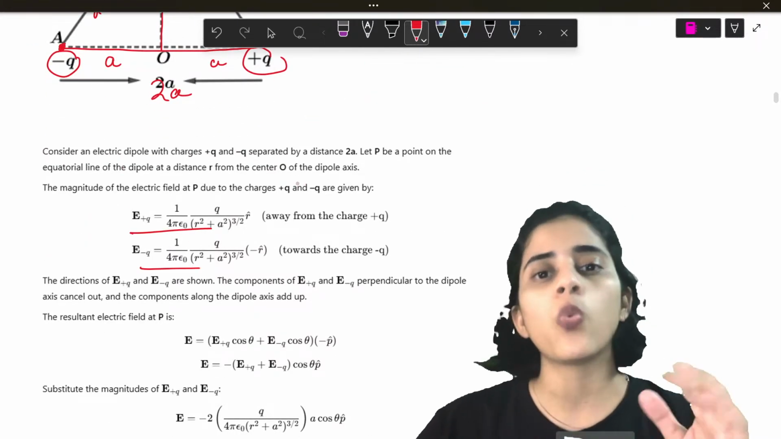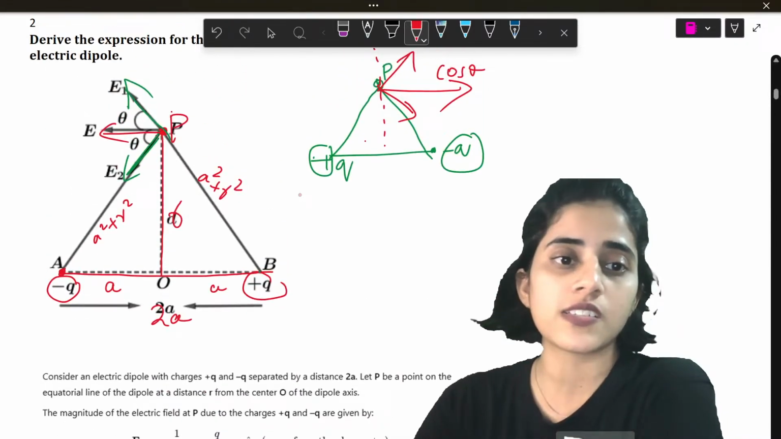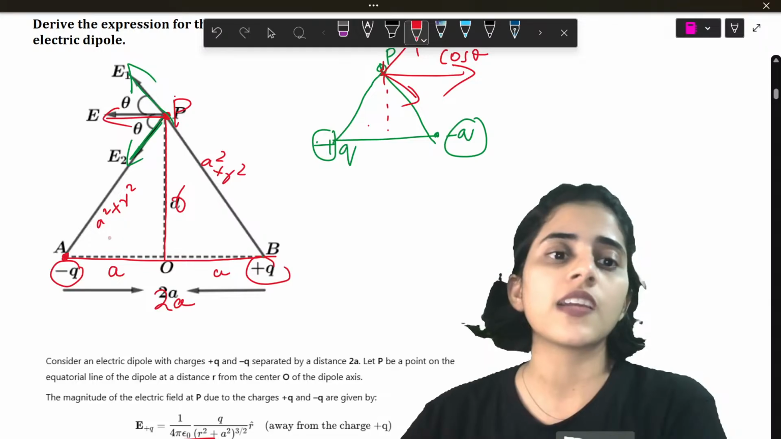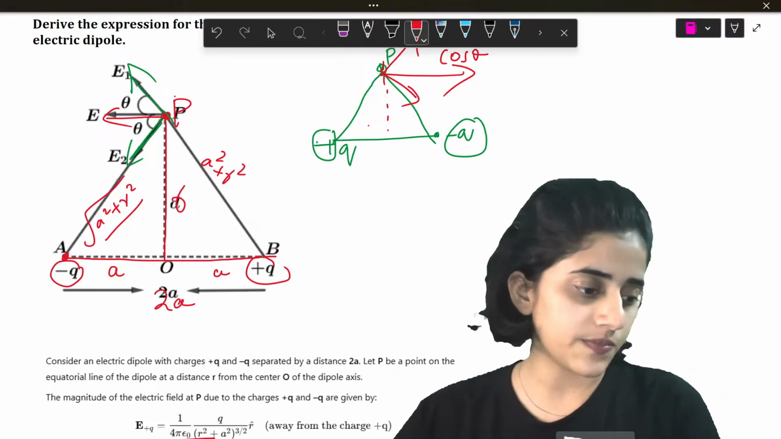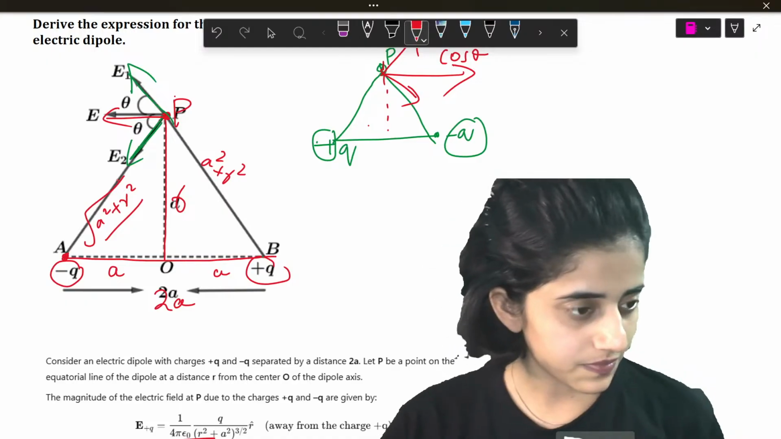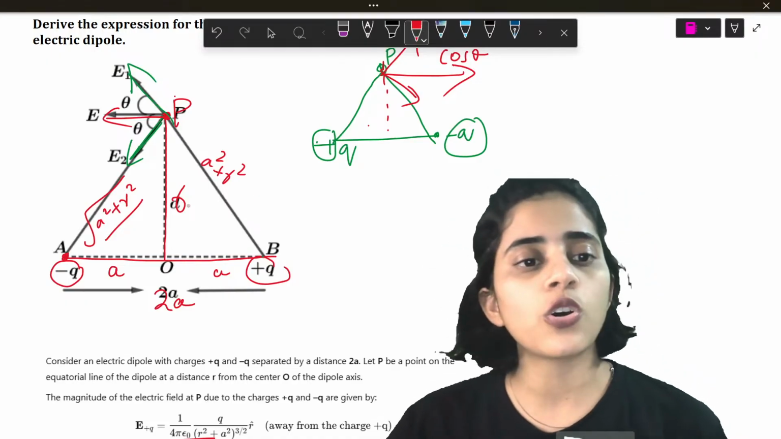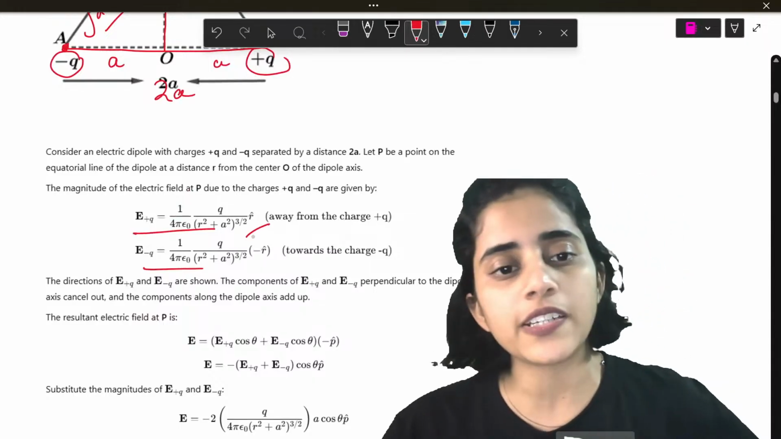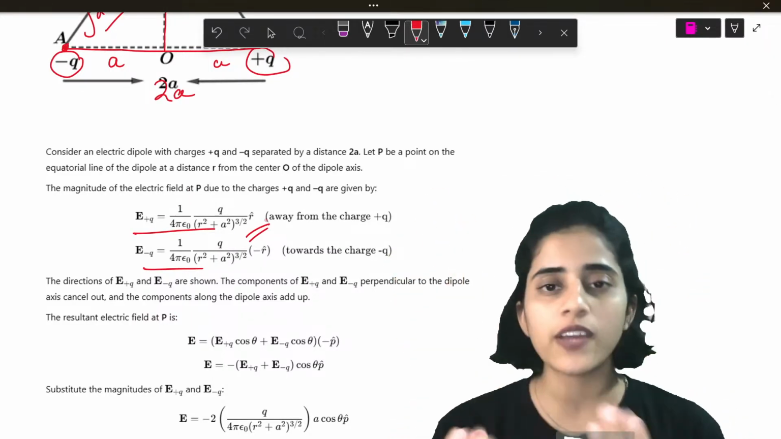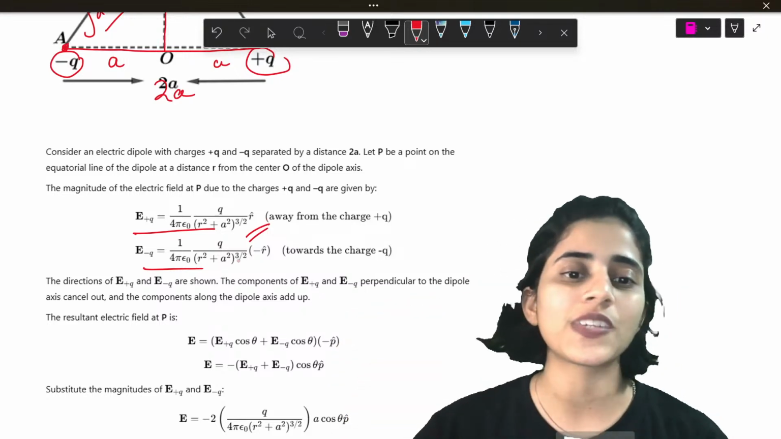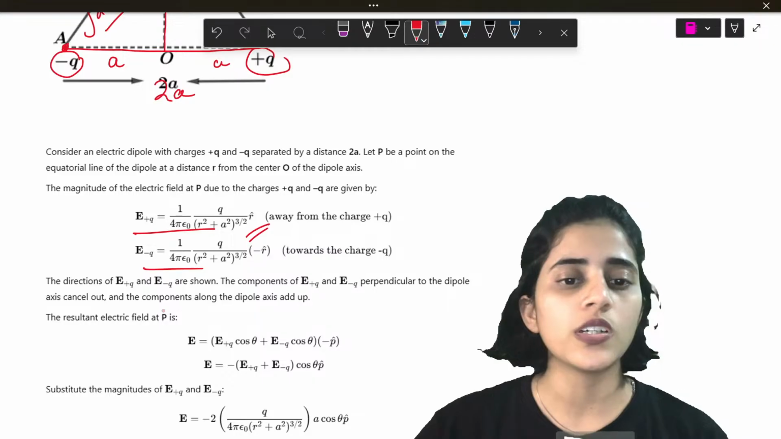What will E be? 1 by 4 pi epsilon 0 Q divided by the distance square. How much is the distance? It's going to be the square root of A square plus R square. So A square plus R square raised to 3 by 2, because it is the distance square, so square root square. Okay. And then what will you do?